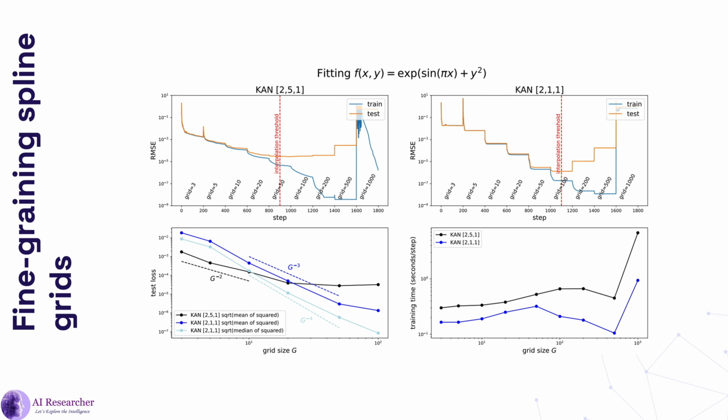Now moving on to the next, this slide shows how increasing grid size in KAN improves its ability to accurately model a complex mathematical function. So here the grid size goes from 3 to 1000, and additionally we can say that this graph shows a pattern of sharp drops in error when the grid size is increased. So here you can see.